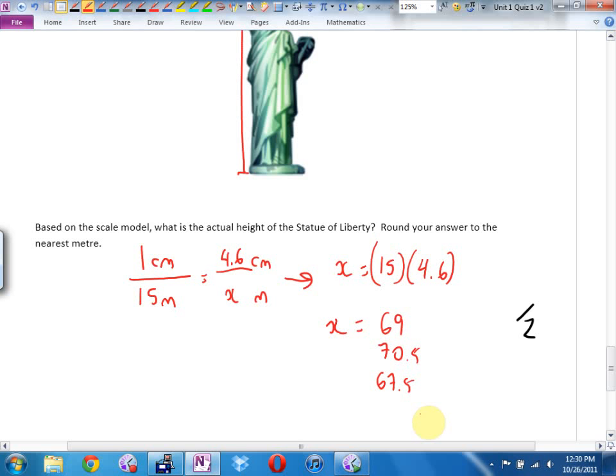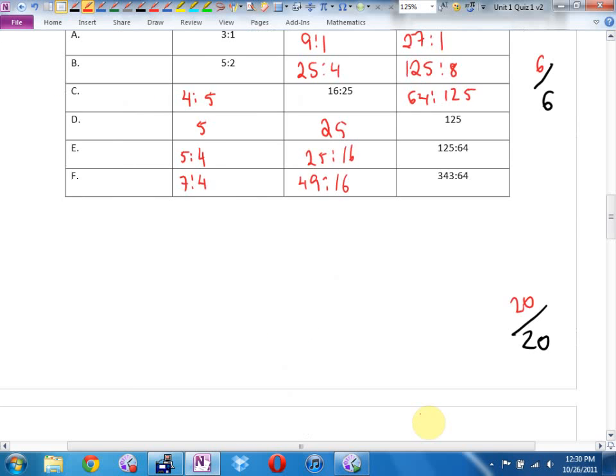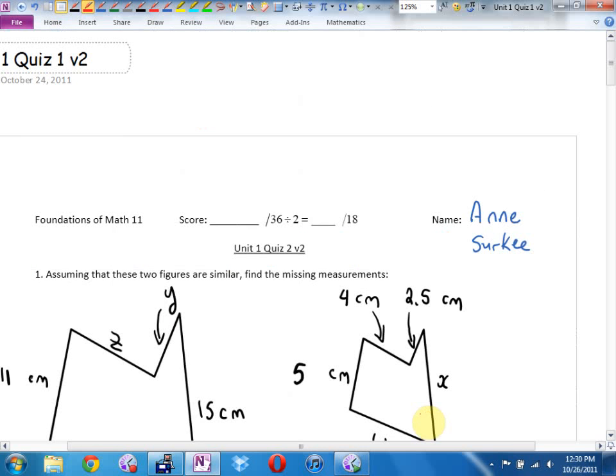So, here's how it works. Those 5 of you that were away, you're going to put a great big omit at the top, otherwise I'm giving you a 0. The rest of you, add up your score out of 36 and write it right there. Then, divide your score by 2 to give yourself a score out of 18. Okay?